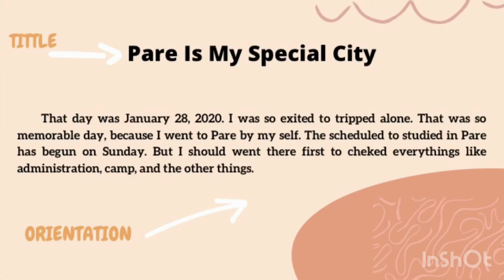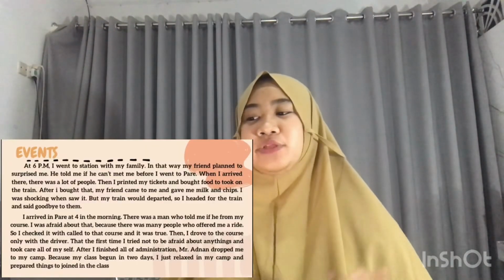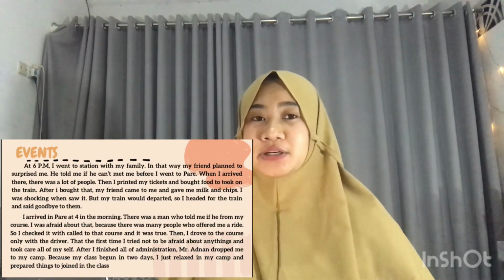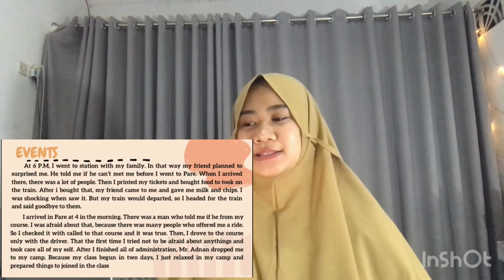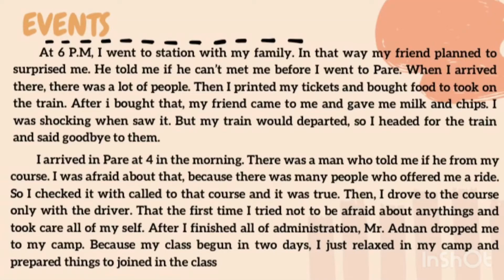So let's move to events. Now, I will tell you about events. In these events, we should tell the readers about our activity in the past experience. So I will read it. At 6 p.m., I went to the station with my family. On the way, my friend planned to surprise me. He told me he couldn't meet me before I went to Pare. When I arrived, there were a lot of people. Then I printed my ticket and bought food to take on the train. After I bought that, my friend came to me and gave me milk and chips. I was shocked when I saw it. But my train would depart, so I headed for the train and said goodbye to them.